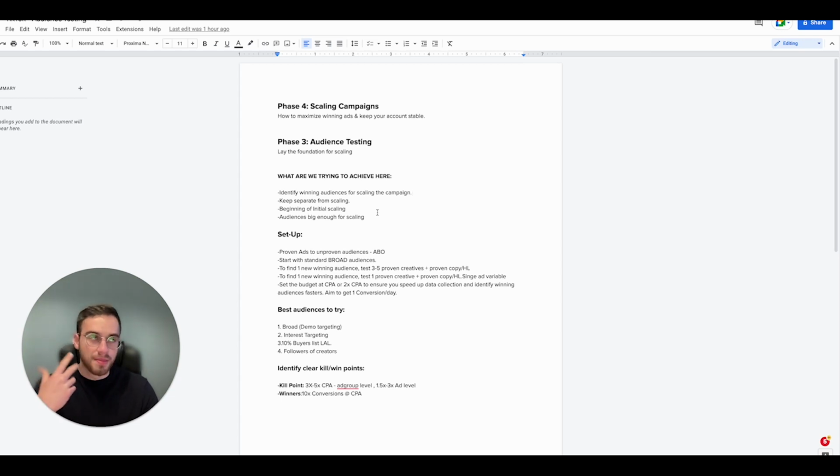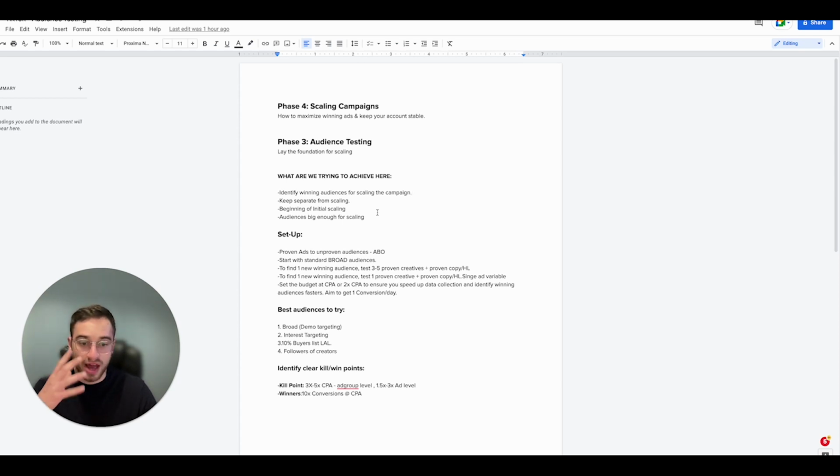Of the two setups that I choose, the goal is to find one winning audience. We're going to test 3 to 5 proven creatives, again with proven copy and headline that you have actually seen. Do not add any other variables, just have 3 to 5 proven creatives. And the other way is to find one new winning audience and test one proven creative, again with proven copy and headline.